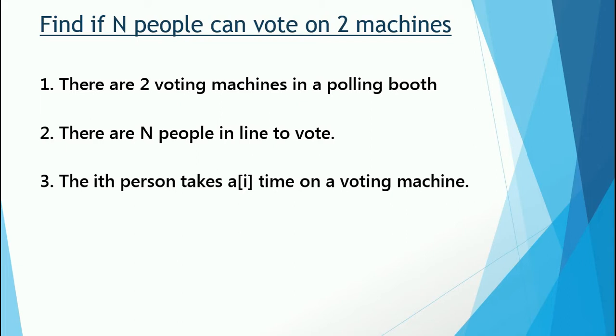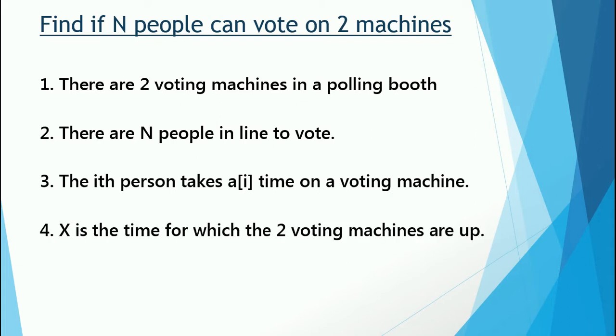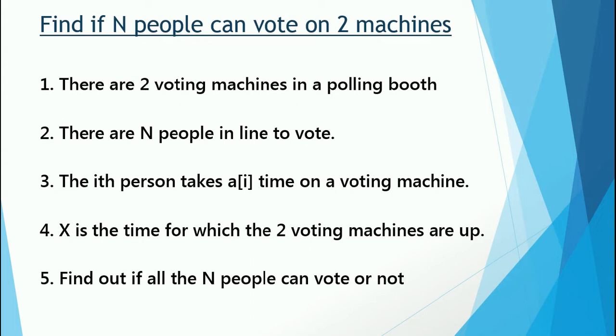So out of these n people, I'm talking about any person. Let's say if there are three people and I'm talking about the second person. So there is a specified time which the second person takes on the voting machine while he casts his vote. Now, X is the time for which the two voting machines are up. Now the machines are not up all day. They are operational for some time only and X is that time. So with all this data, you need to find out if these n people can finish voting or not.